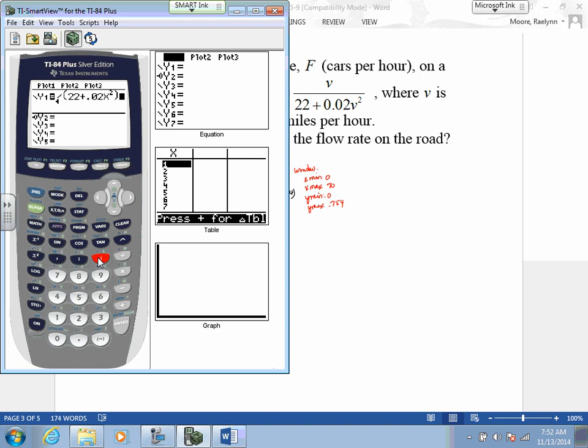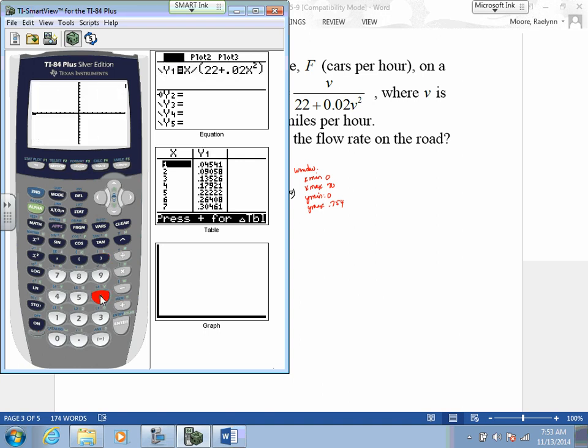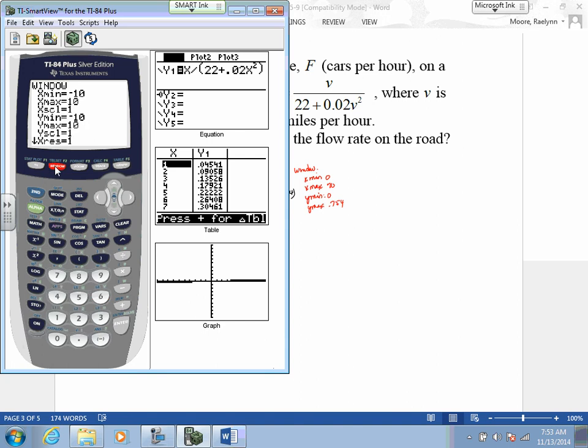Maximize means which way is it going to turn? Down. Turning down. So get the highest point here. And turning down, there's your X squared part. We've got a little bit of a domain restriction, but we'll see what happens. So I'm going to zoom 6 to start. And again, we only want quadrant 1. So let's start with quadrant 1.